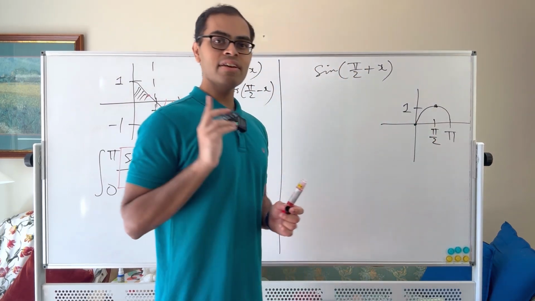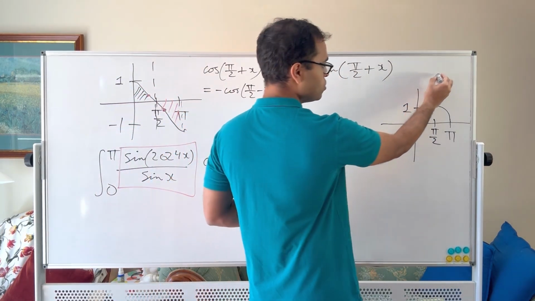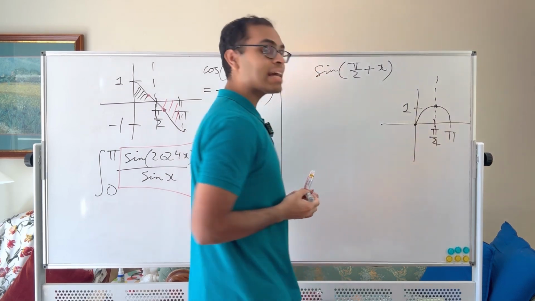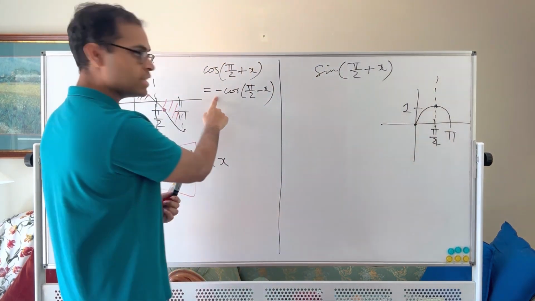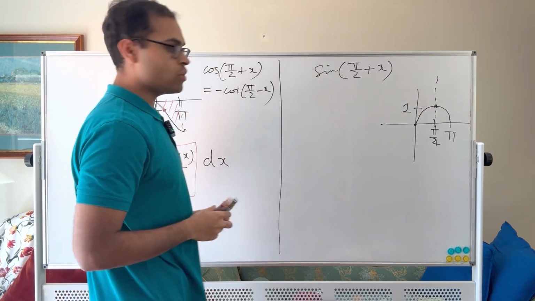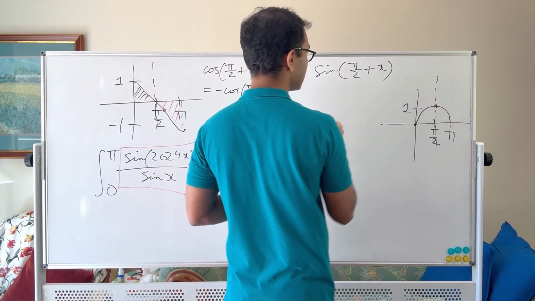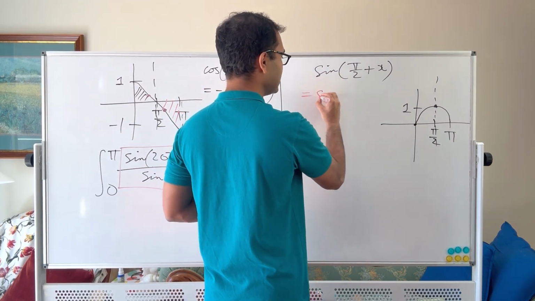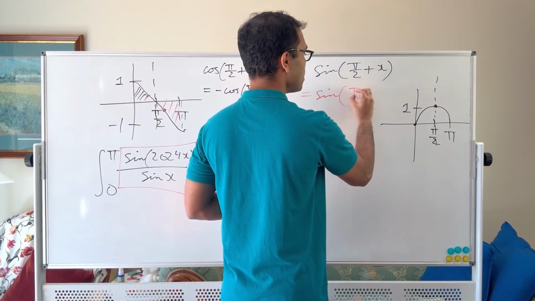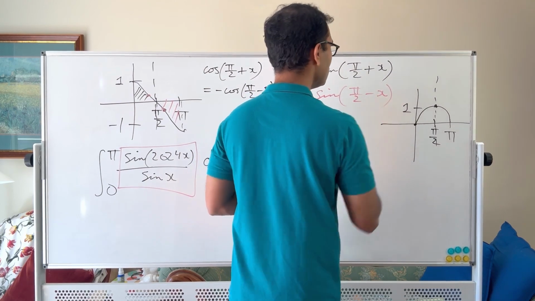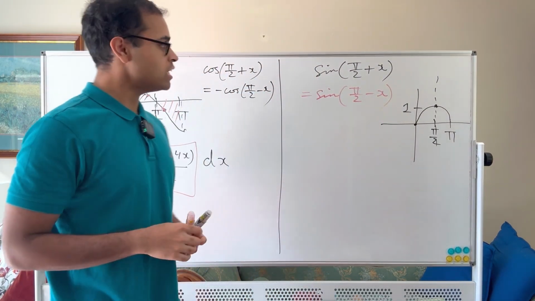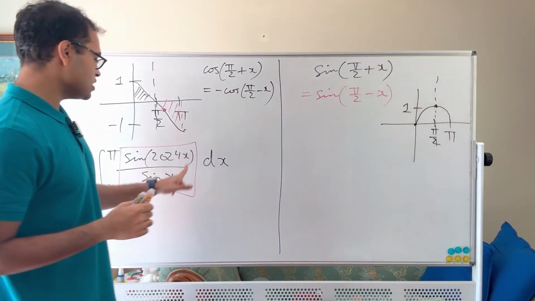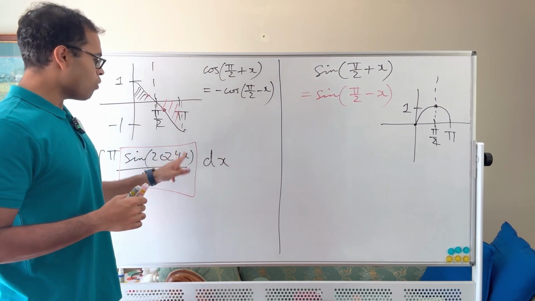And notice that there is a perfect symmetry around pi over 2 in the sense that the values are exactly the same. There's no negative sign in this identity, in other words, unlike for cosine. So in other words, we get that sine of pi over 2 plus x is actually equal to sine of pi over 2 minus x. There's no negative sign. Okay, so that's pretty interesting. That tells us something about the denominator of this integral. What about the numerator?